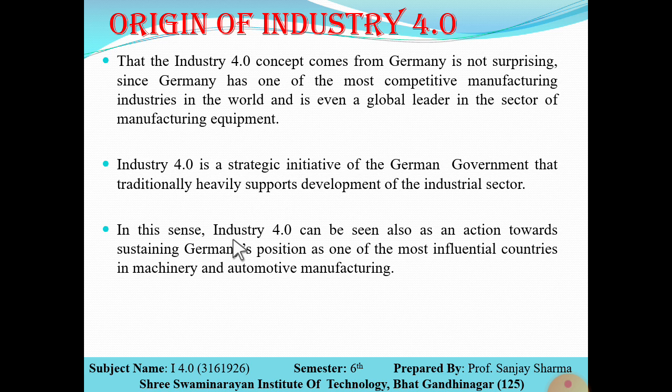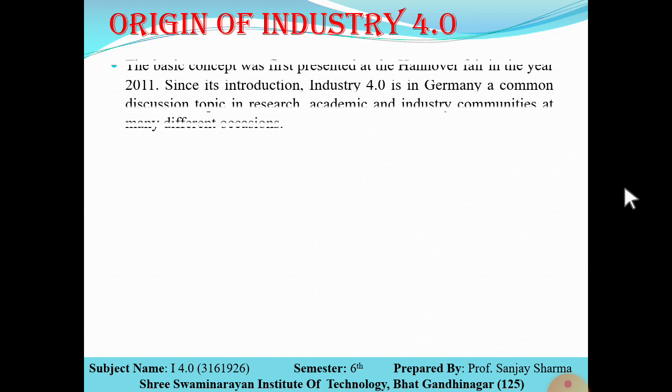They are always looking for innovations and development. Industry 4.0 was first adopted by Germany, and that is the reason why people are mostly influenced by the machineries and automotive manufacturing units of Germany. So in short, we can say Germany is the father of Industry 4.0. The basic concept was first presented at the Hanover Fair in the year 2011. Since its introduction, Industry 4.0 in Germany has been a common discussion topic in research, academic, and industry communities on many different occasions.